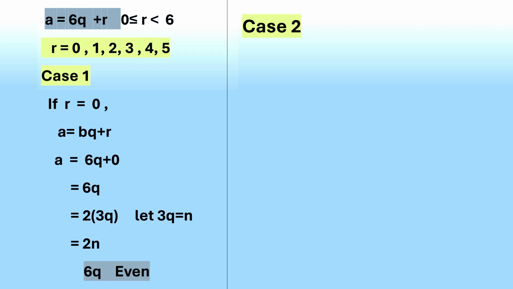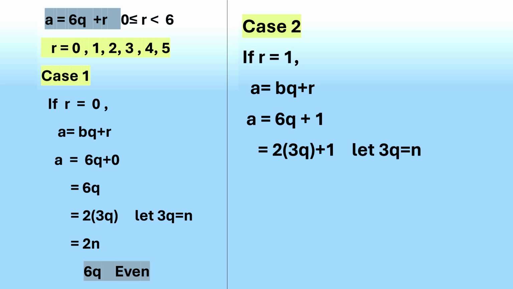In case 2, if we take r is equal to 1 and apply Euclid division lemma, a is equal to bq plus r, and we'll get a is equal to 6q plus 1. Now the common factor of 6 and q is 2, so we can write it as 2 into 3q plus 1. Let 3q be n, so we can write 2 into n plus 1. So 2n plus 1 is an odd integer, so 6q plus 1 is also an odd integer.